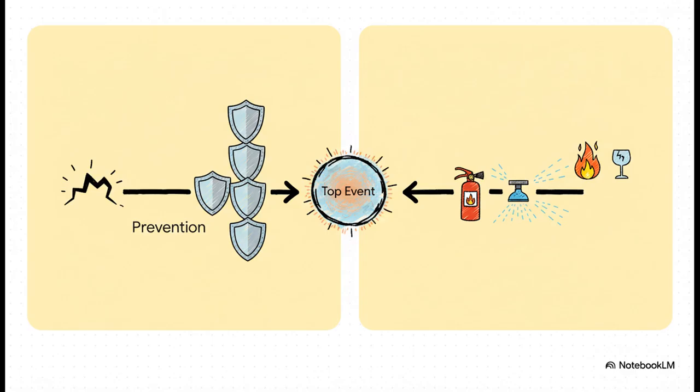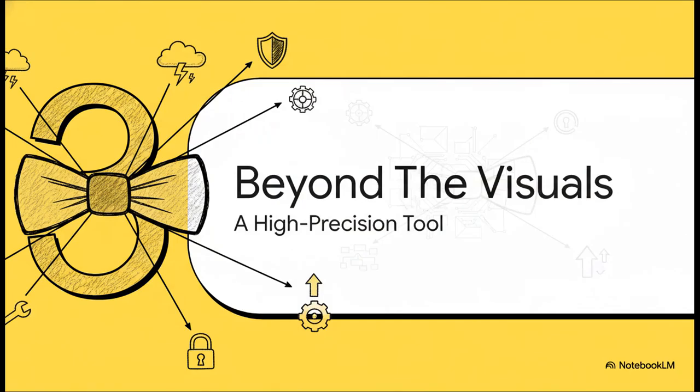But if it does happen, we have to rely on the barriers on the right side, the mitigation barriers. This is your fire suppression system or your emergency data backup. Their job is all about damage control. Okay, so having a simple visual is great for getting everyone on the same page.